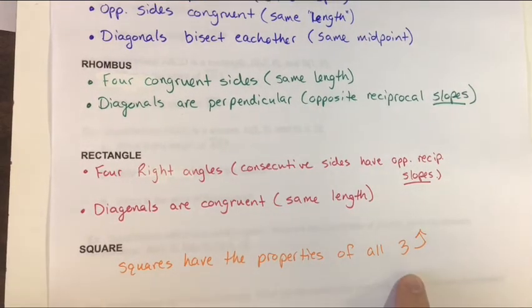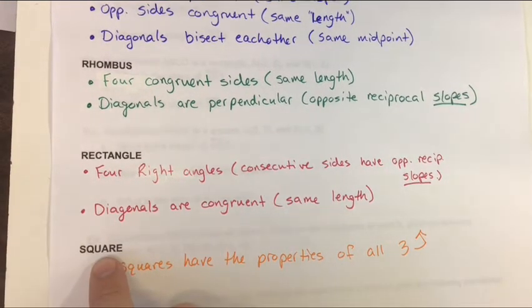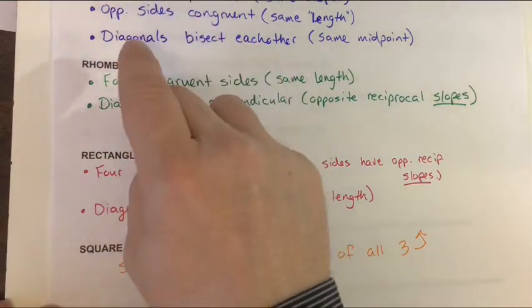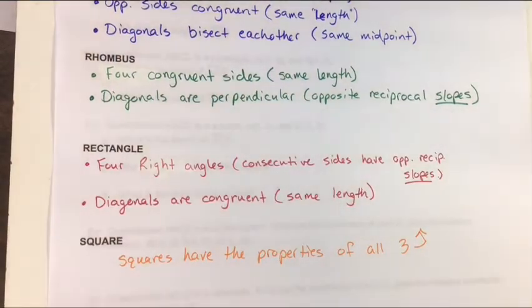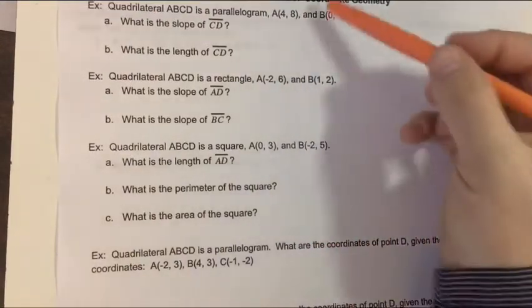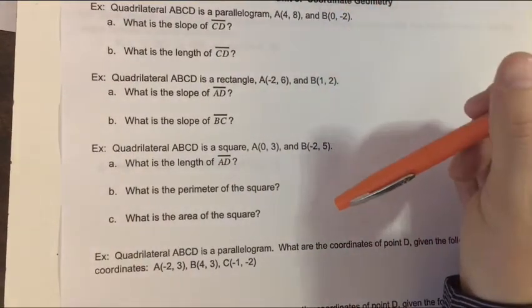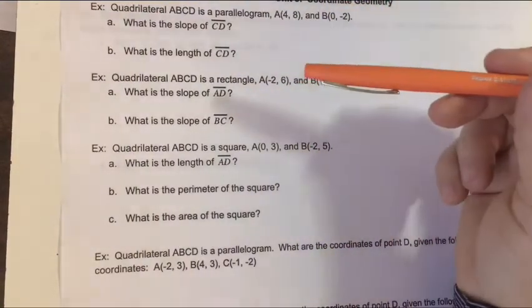Okay, so we don't have to do a lot of extra work to call it a square. If something is a parallelogram, a rhombus, and a rectangle, we make it a square. So to continue with our notes, what we're going to be doing in this lesson is using these characteristics to answer questions about parallelograms.